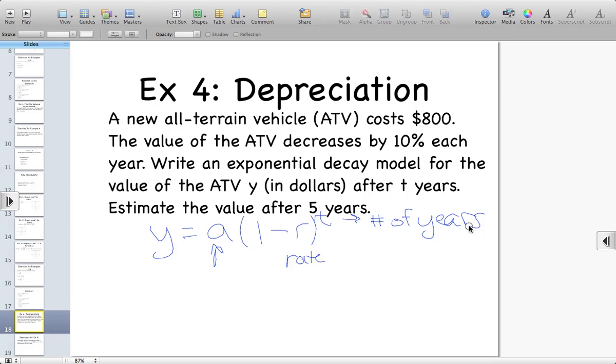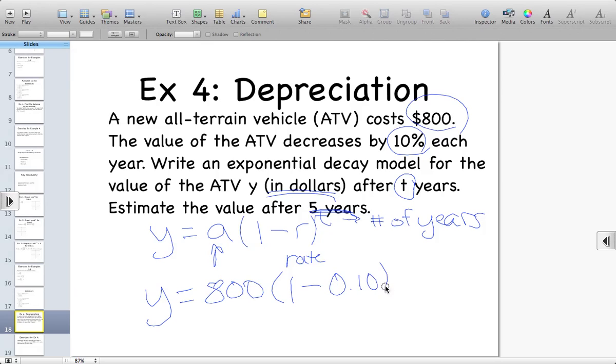All right, so let's take a look at our example. A new all-terrain vehicle, also known as an ATV, costs $800. The value of the ATV decreases by 10% each year. Write an exponential decay model for the value of the ATV, y, in dollars, of course this is money, after t years. And then estimate the value after 5 years. All right, so the function is going to be 800 for the initial value, then 1 minus 10%, again, as a decimal, you can say 0.1 or 0.10, it's up to you, to the t value.